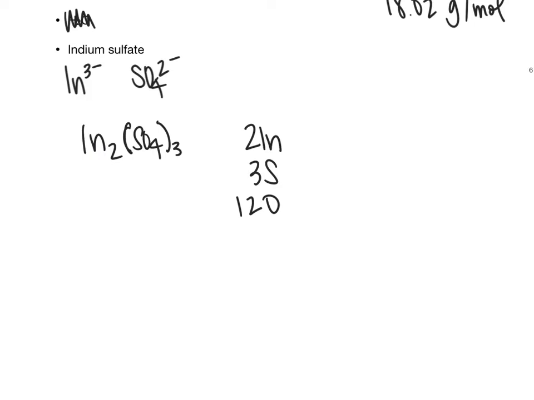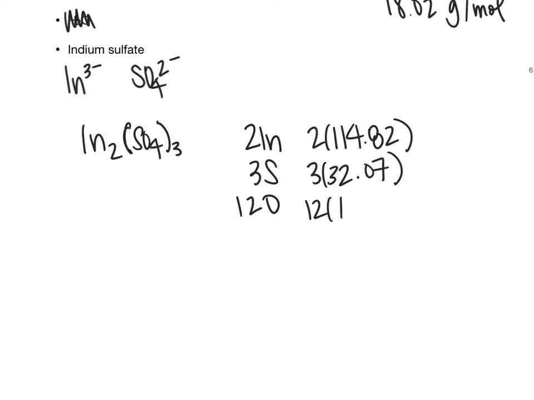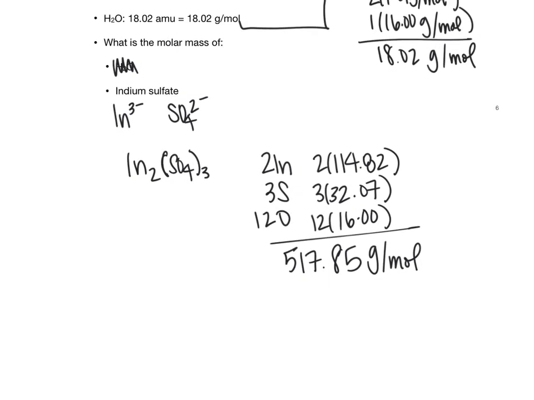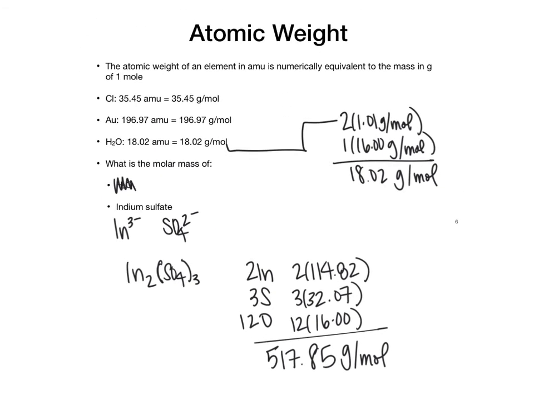So indium weighs 2 times 114.82 grams. Sulfur is 3 times 32.07. And it's 12 times 16.00. When we total all of these up in our calculator, we'll get 517.85 grams per mole. So what we can see is that the atomic weight for any component, or the molar mass, which just means the weight in moles, we can calculate using grams per mole.